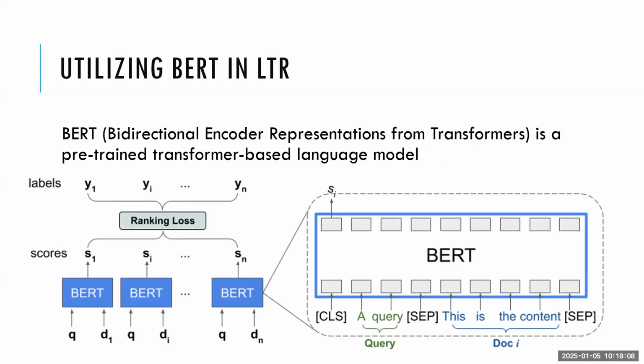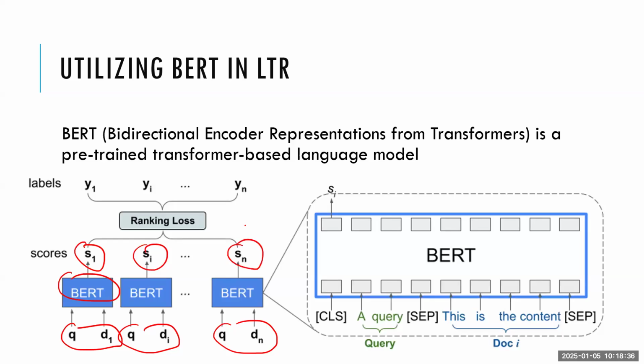Another one is to use BERT. BERT is Bidirectional Encoder Representations from Transformers. So for BERT, you have the query document pair, and then you use BERT as an encoder, and then you give the score, and then you compare this score to the label, and then you compute the loss function.